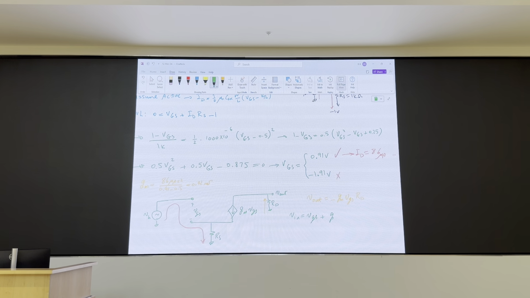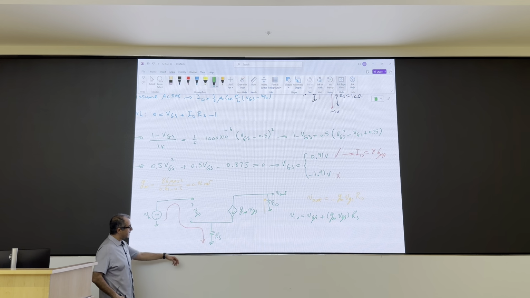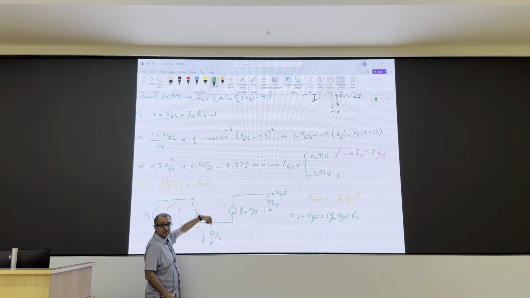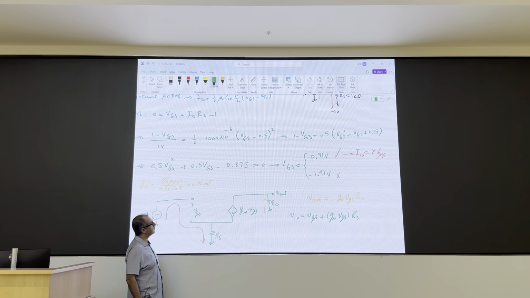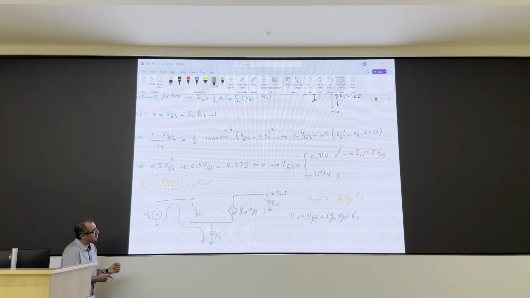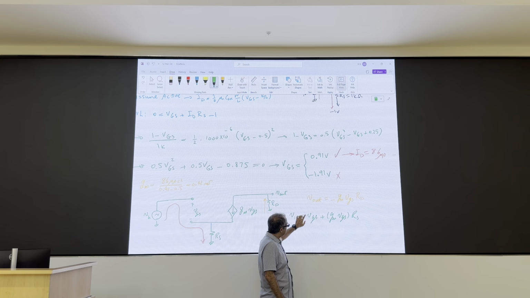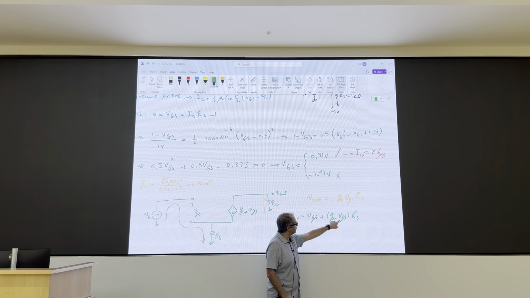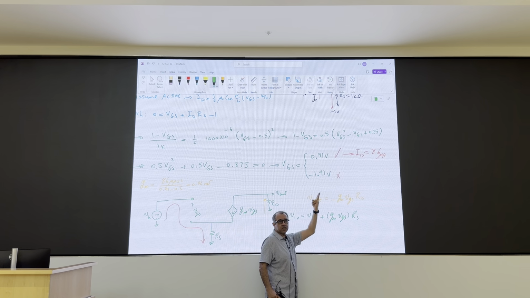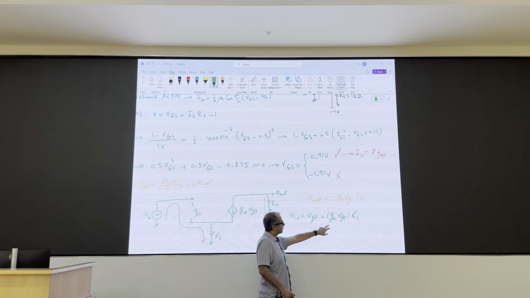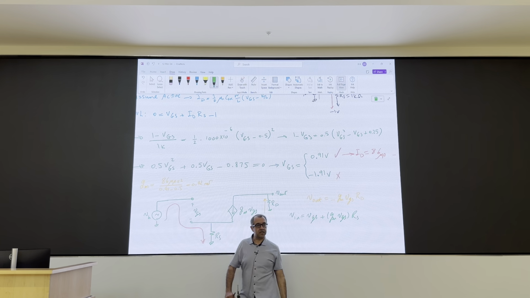Plus GM VGS RS. Positive or negative? Positive, because I'm pushing the current down this resistance, right? Good. So I know V in, so this is not an unknown. I have one equation, two unknowns, V out and VGS, two equations, two unknowns. I'm good. So what I do is that I find VGS from this equation, plug it in here, and done.